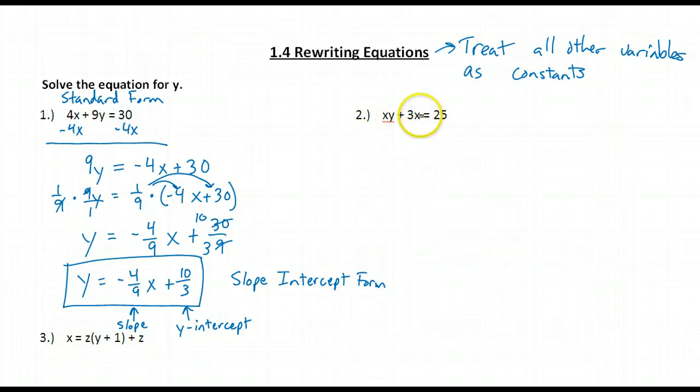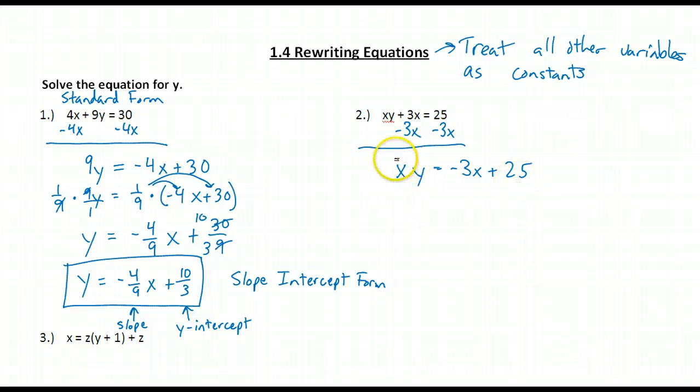In problem number 2, in order to solve for y, I need to undo what's happening to y. And I'm going to treat all other variables as constants. So to get rid of this 3x, I'm just going to subtract 3x. So I'm left with xy equals, again I'm going to put the x term first, negative 3x plus 25. Now again, if I'm treating x as a constant, this is just x times y. To get rid of this x, I'm going to multiply by the reciprocal, 1 over x.